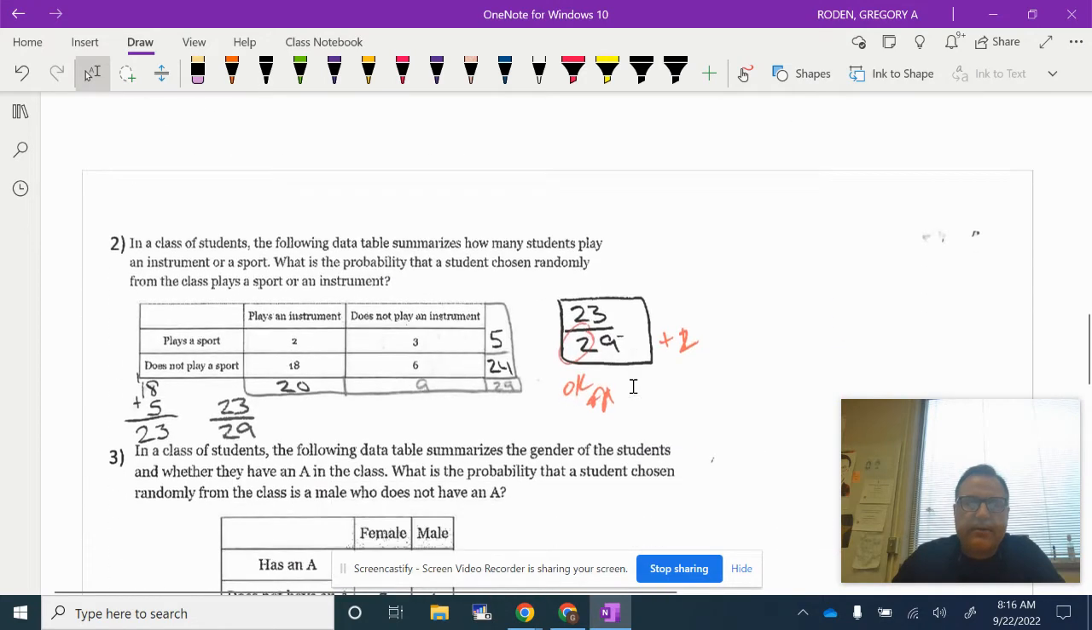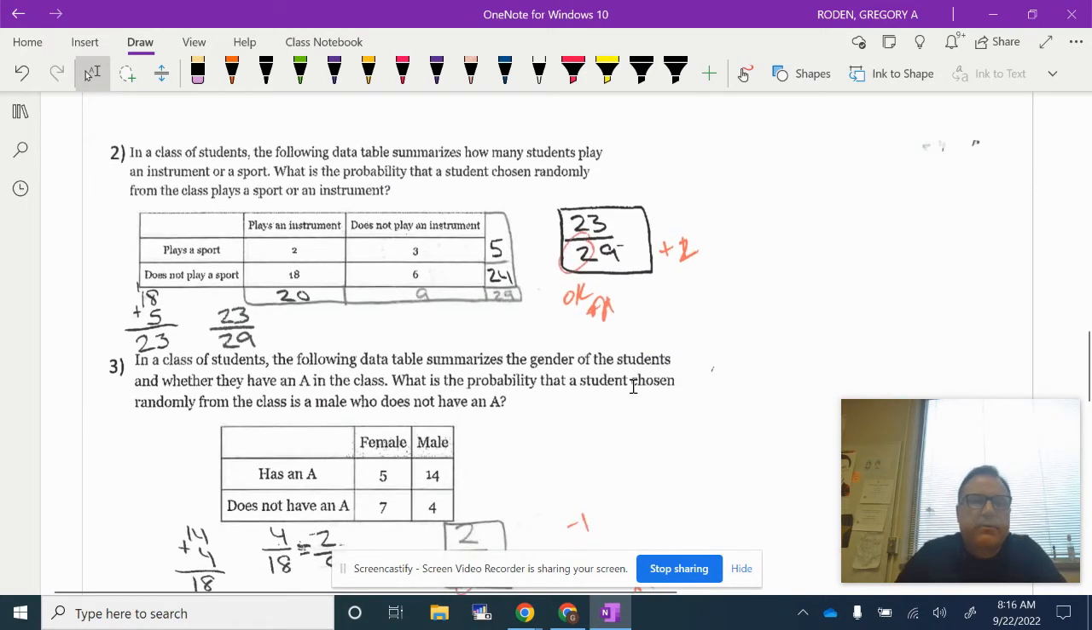All right. So the next one says, in a class of students, the following data table summarizes how many students play an instrument or a sport. What is the probability that a student chosen randomly from the class plays a sport or an instrument? Well, first of all, you got to add those total columns up, and there's 29 kids that play instruments and sports.